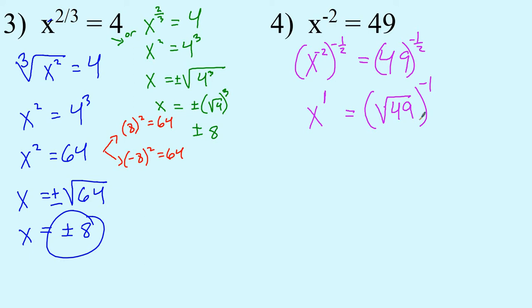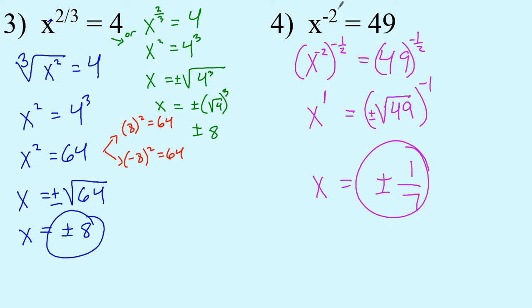What was that? Oh yeah, I put the square root there, so I need to put plus or minus. So here, x equals, well, plus or minus 7. Anything raised to the negative 1 is just 1 over that. Okay, I went through a lot of steps there.